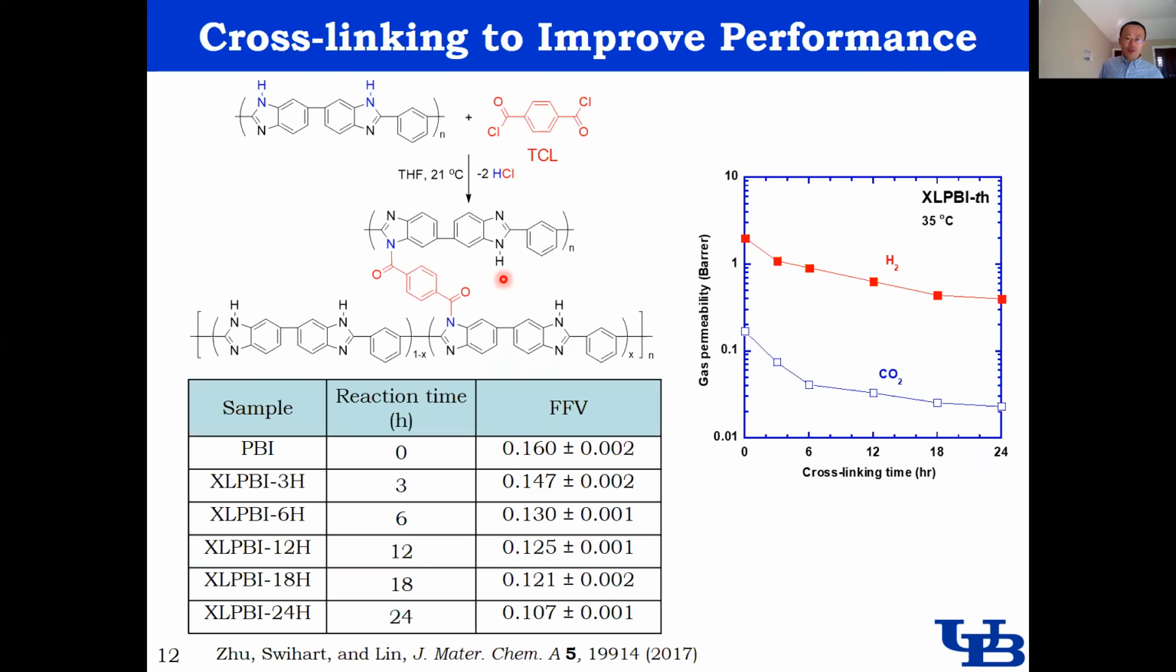And we are actually trying to modify this PBI, trying to improve the performance. For example, we could cross-link this polymer PBI with a TCl. And as you can see here, increasing the cross-linking time or degree of cross-linking decreases permeability and increases the selectivity. We also calculate the fractional free volume for this series of polymers.